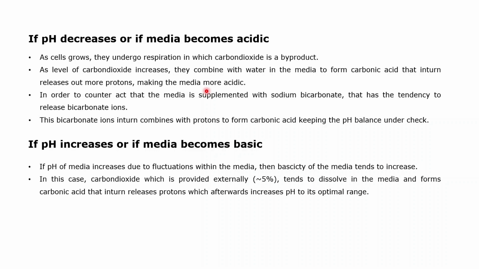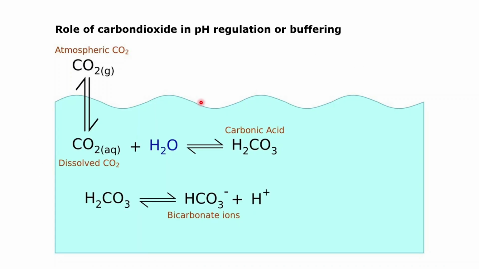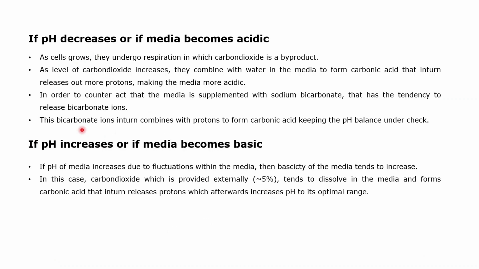So in order to prevent that, the media is supplemented with sodium bicarbonate, which can split into sodium ions as well as bicarbonate ions. This bicarbonate ion that is present within the media can later combine with the protons released because of the formation of excessive carbonic acid. It can combine with these protons and keep the pH balance in check at an optimum pH of about 7.2 to 7.4. So this is why the media is supplemented with bicarbonate ions.